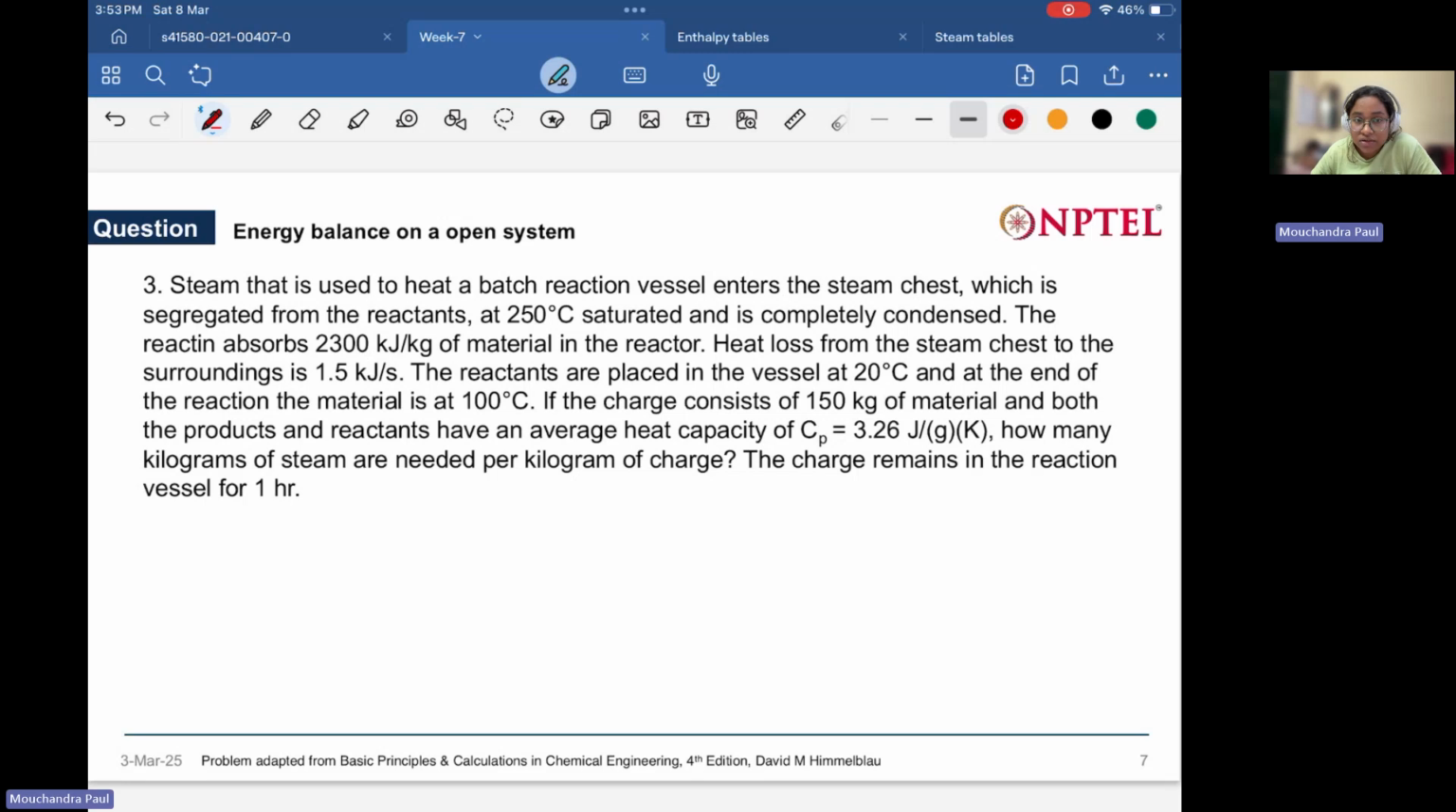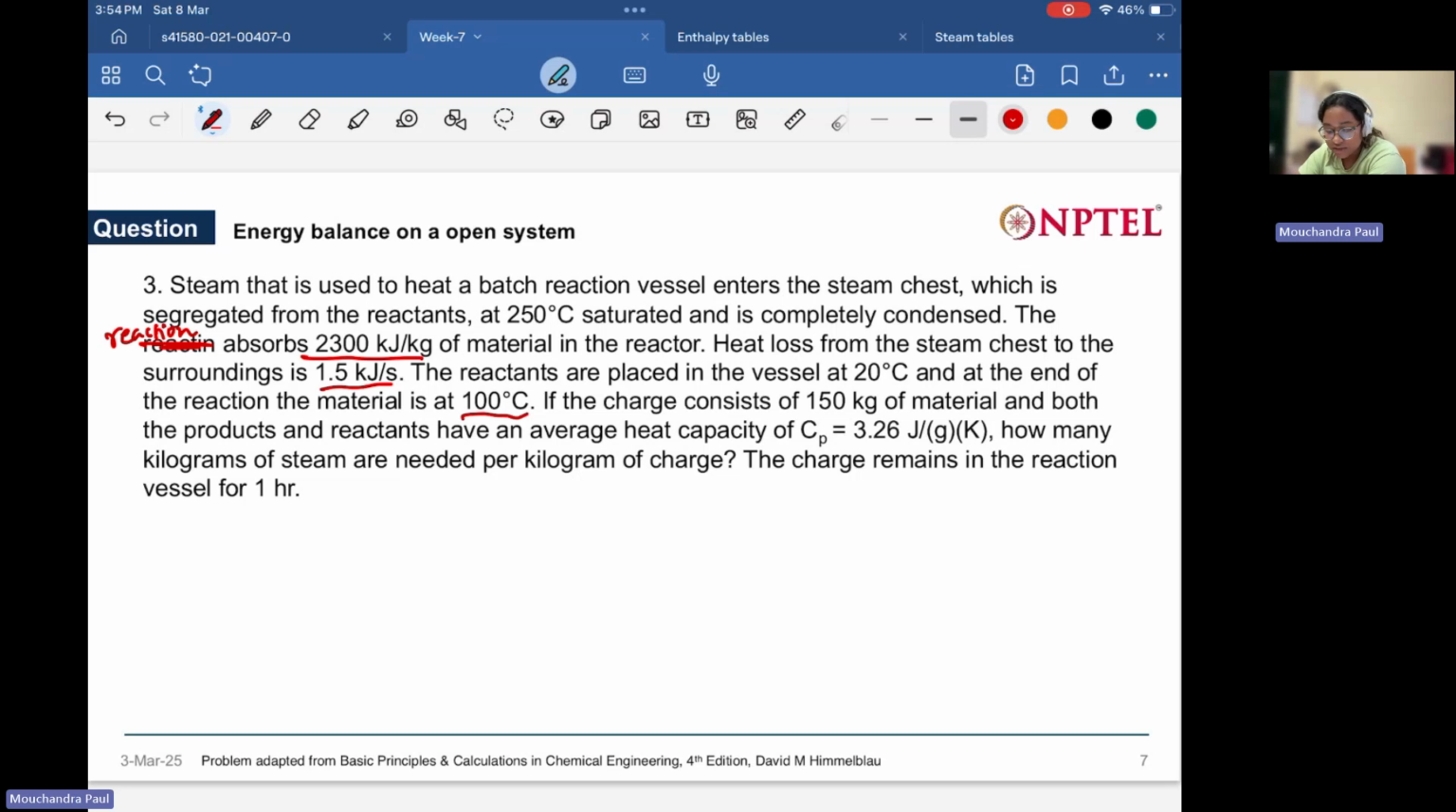The reaction absorbs 2300 kilojoule per kg of material in the reactor. There is some heat loss as well from the steam chest, that is 1.5 kilojoule per second. The reactants are placed in the vessel at 20 degrees Celsius, and at the end of the reaction, the material is at 100 degrees Celsius.